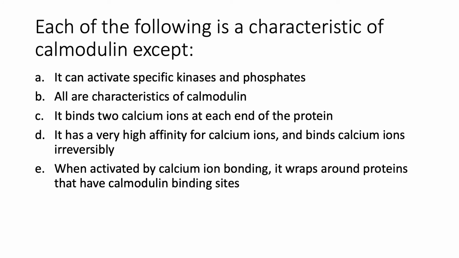The first question is, each of the following is a characteristic of calmodulin except A, it can activate specific kinases and phosphatases. B, all are characteristics of calmodulin. C, it binds two calcium ions at each end of the protein. D, it has a very high affinity for calcium ions and binds calcium ions irreversibly. And E, when activated by calcium ion binding, it wraps around proteins that have calmodulin binding sites.